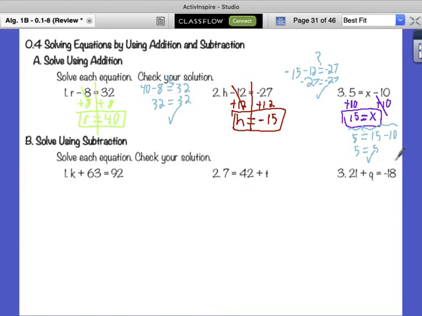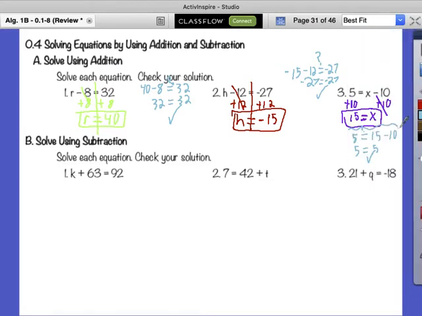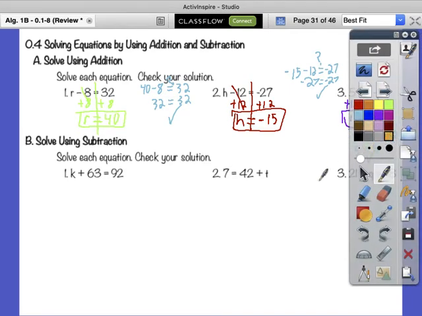What are we doing now instead? Instead of solving by addition, we're going to be solving by subtraction. Are we doing the same kind of idea though? Yeah, I think we are. Okay. So I want you guys to try number 1. And if you have any questions, raise your hand.